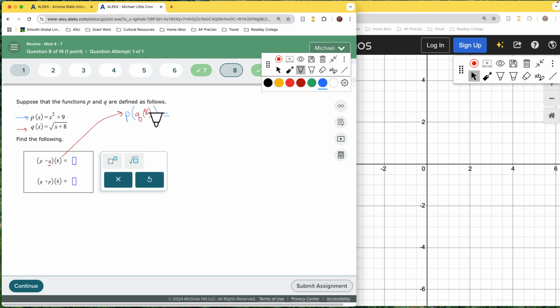Now we can do this in multiple ways. You could work the inside function and get it. Let's go ahead and do that. So q of 8, let's go ahead and take that. q of 8 is going to be this function here. Let me be consistent in my use of color. This is the q function. So we will say that we want p of the square root, x is 8, 8 plus 8.